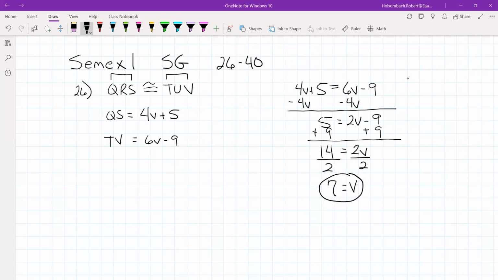So if 7 equals x, we're going to go back to these expressions and we're going to substitute. So we get 4 times 7 plus 5, and that's 33. And then we get 6 times 7 minus 9, and that's 42 minus 9, which is 33. So there's your two pieces.